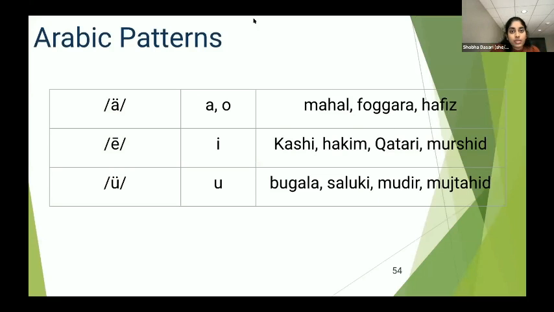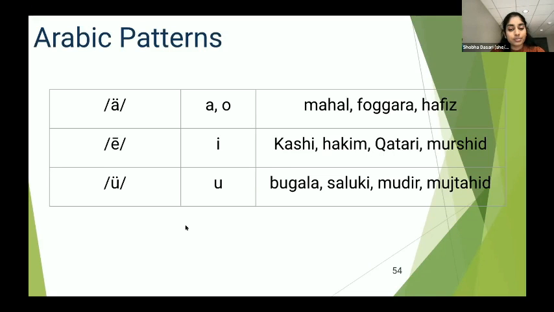Okay, then the next language we have is Arabic. So for Arabic, the A sound can be spelled with an A or an O. It kind of depends on the word a little bit, but mahal, fogara, and then hafiz. And so those are some examples. The E sound is spelled with an I. So you have Kashi, Hakim, Qatari, Murshid.